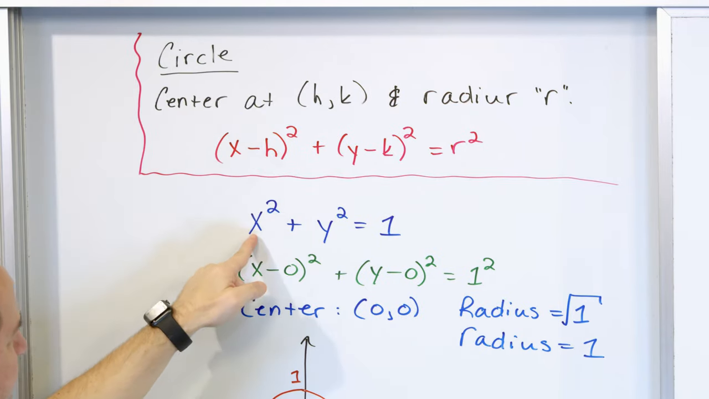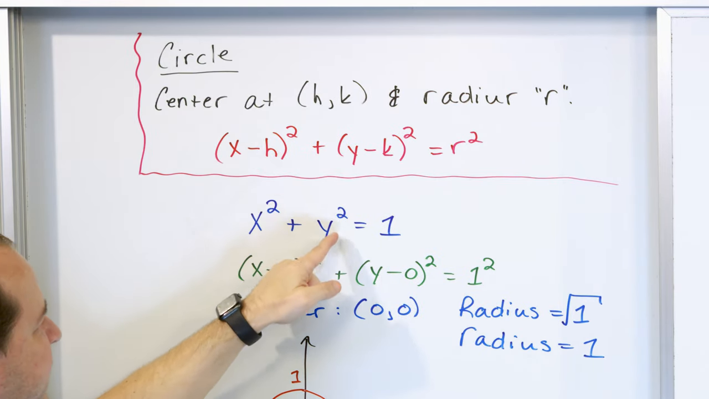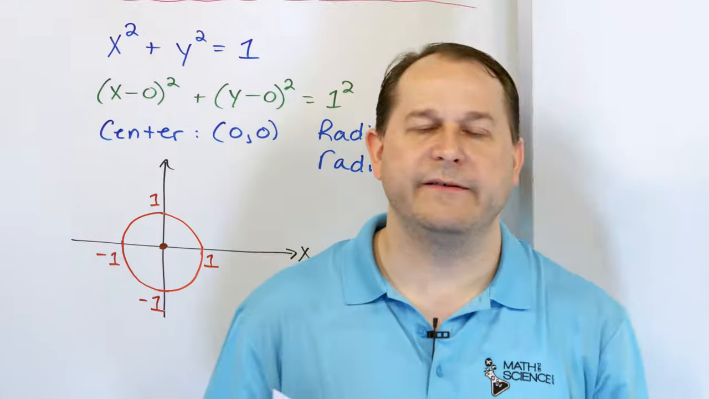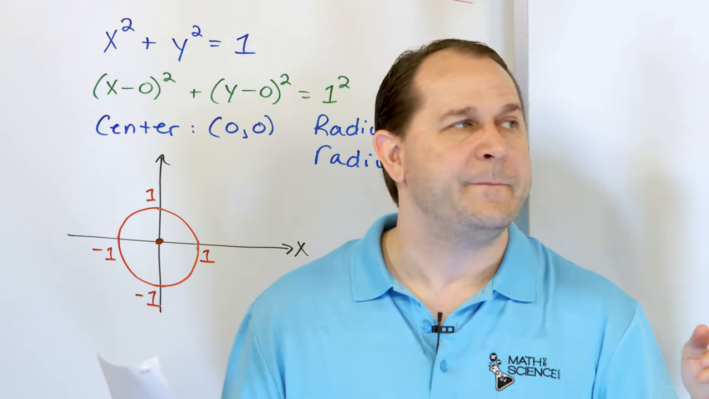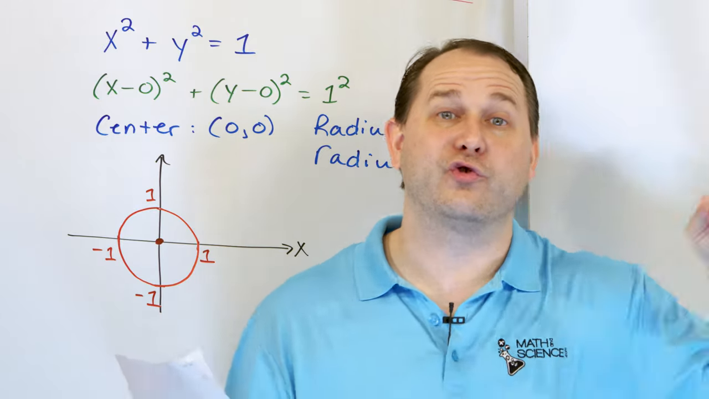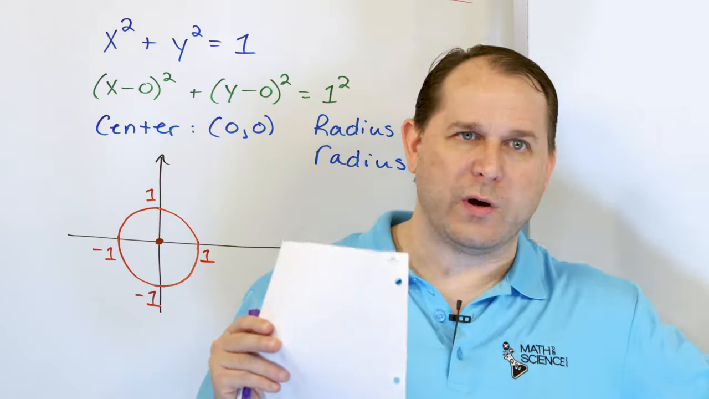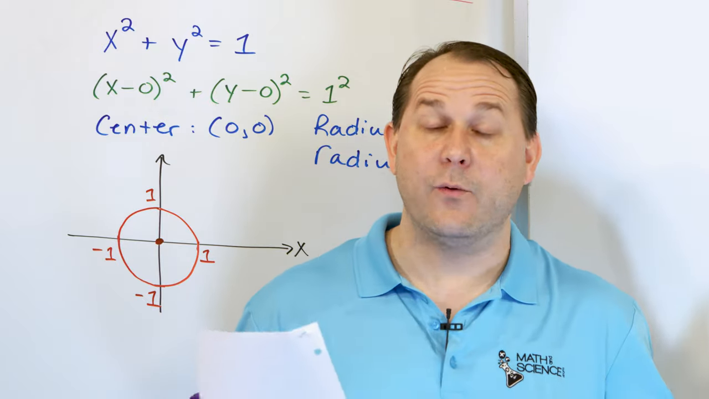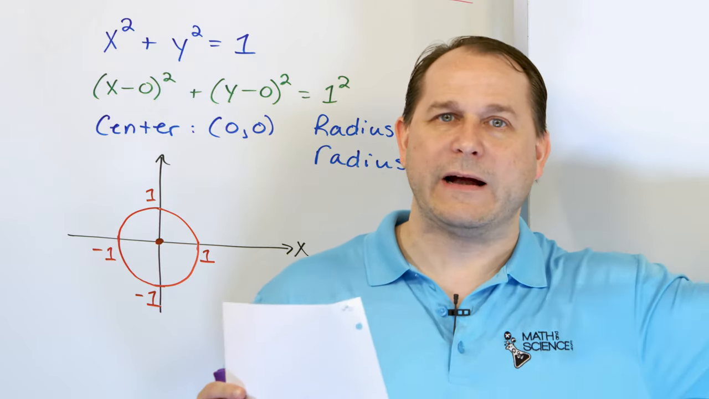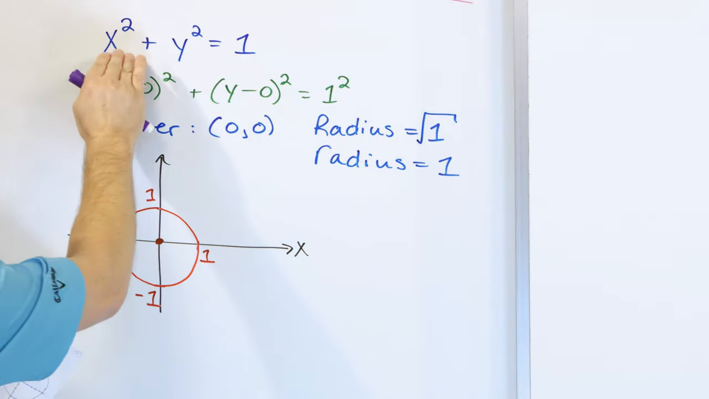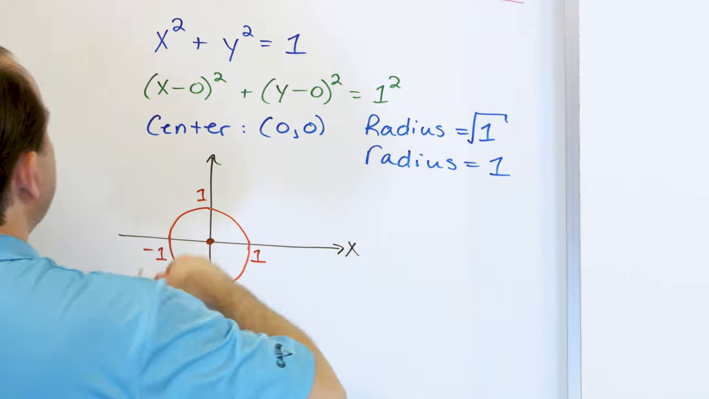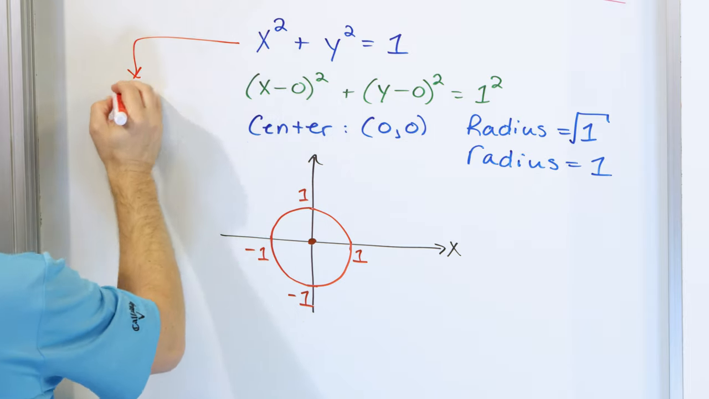If I put a 0 here, I'm going to have a 0 squared and a 0 squared. So the bottom line is, the only way I can get these equations to look similar to one another is if I shift every x value to the right 1 unit, because 1 minus 1 is 0, and every y value up 1 unit, because 1 minus 1 is 0. So when you're comparing the basic equation of a circle, the equivalent shifted version would look something like this.